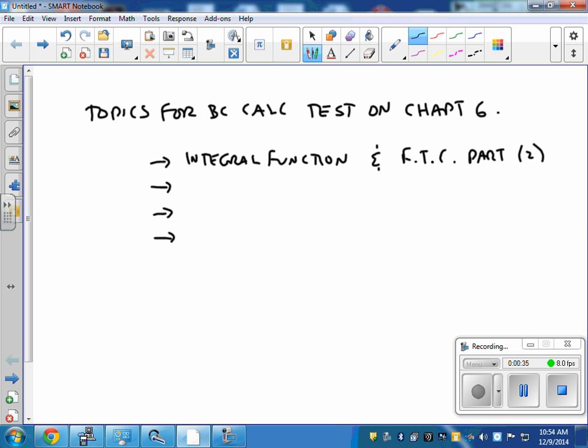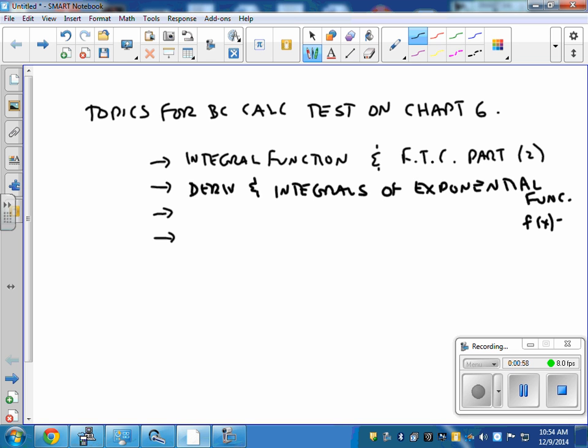How do you take derivatives of integral functions? The second topic we did was the derivatives and integrals of exponential functions. Concentrating on e to the x. E to the x, that's the most important exponential.